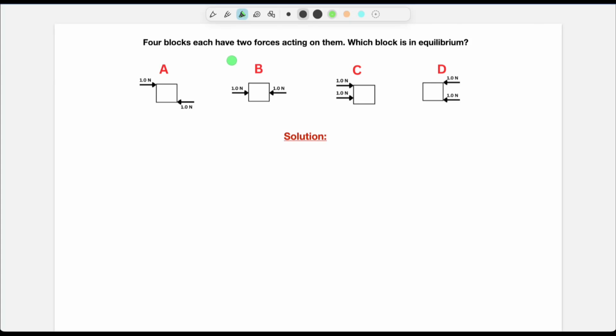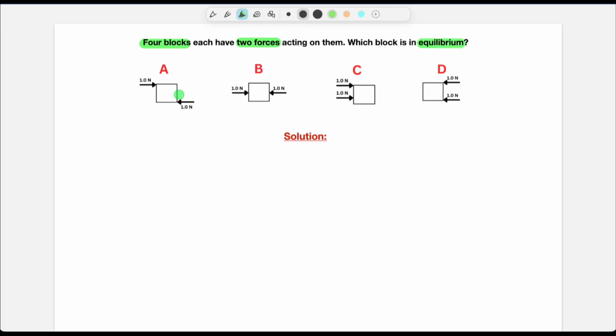In today's video, we are going to see how to solve such problems. This is a problem on static equilibrium. Let's look at the problem. 4 blocks each have 2 forces acting on them. Which block is in equilibrium?